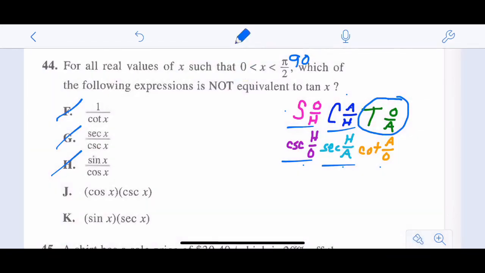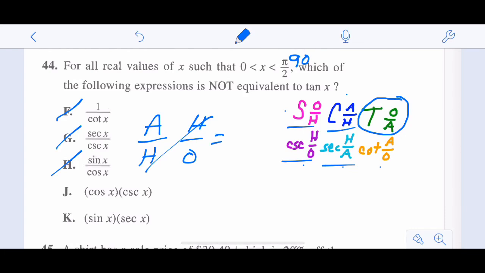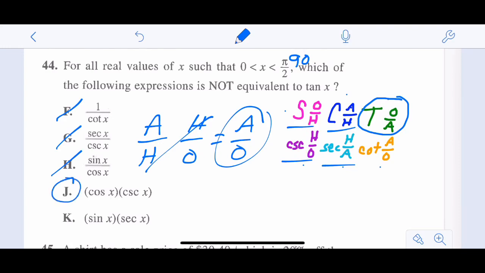So cosine of x, so cosine is going to be adjacent over hypotenuse. Cosecant of x is hypotenuse over opposite. Okay, so now we have adjacent over opposite, which is not tangent, because tangent is opposite over adjacent, so it has to be J. And just for the sake of showing, let's do this last one.